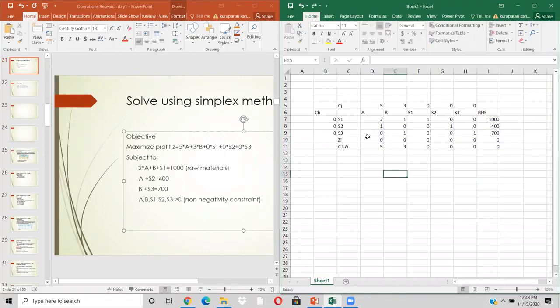Okay. That's how we calculated zj. How did I calculate Cj minus zj? By subtracting this value from this. 5 minus 0 is 5. Similarly here, 3 minus 0 is 3. Similarly here, 0 minus 0 is 0. 0 minus 0 is 0. Here is 0 and here also 0. Fine. This is the initial table.